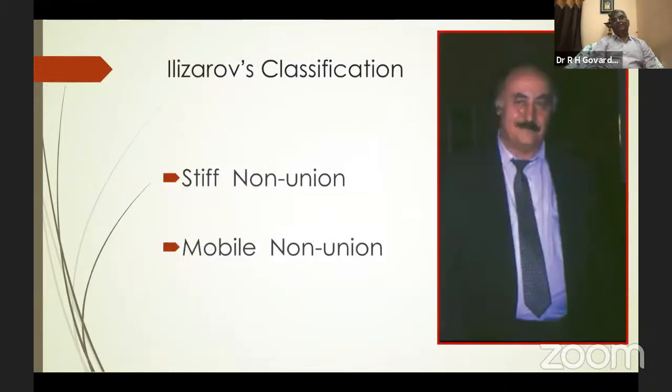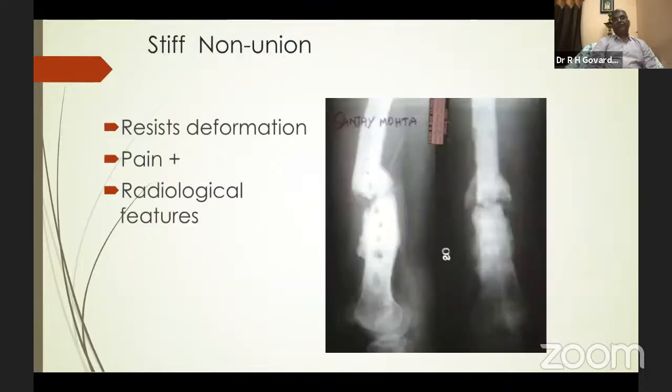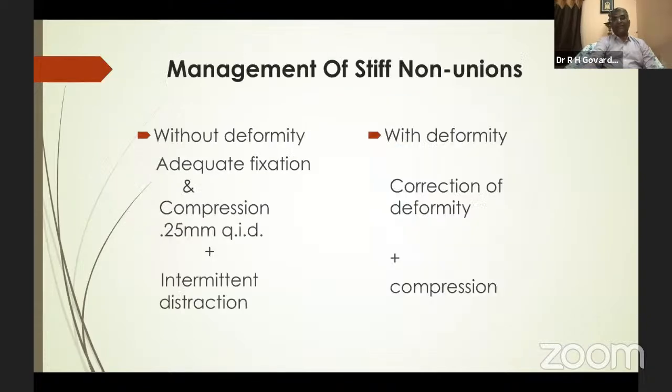Now, Ilizarov classified non-unions broadly into stiff non-union and mobile non-union. A stiff non-union is one where there will be some abnormal mobility, but it resists abnormal translation of movement. If you give more force, there will definitely be pain. Radiologically, the ends may be sclerosed like this, but they have good opportunity for bone healing once stability is given at the local site.